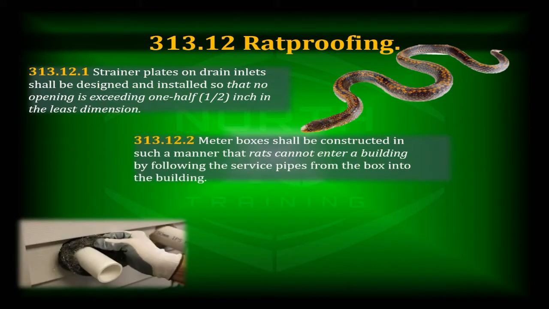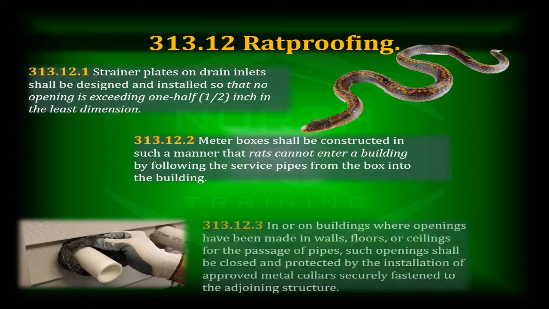313.12.2. Meter boxes shall be constructed in such a manner that rats cannot enter the building by following the service pipes from the box into the building. Now, we've seen some of these rodent shows, and they always know where to go to find out where the stuff is coming into the building. They go to the meter box or the electrical conduit, and they can see where somebody's made a penetration in a wall but left a big, huge gaping hole and didn't seal it up so that it's protected from the outside elements and rodents.